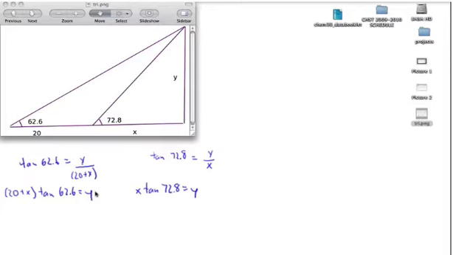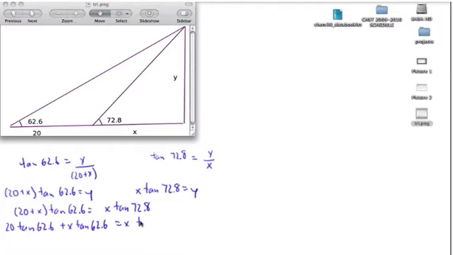Since both equations are equal to y, we can let these values equal to each other. So 20 plus x times tan 62.6 is equal to x tan of 72.8. Now let's expand that. So it's 20 tan of 62.6 plus x tan of 62.6 is equal to x tan of 72.8.